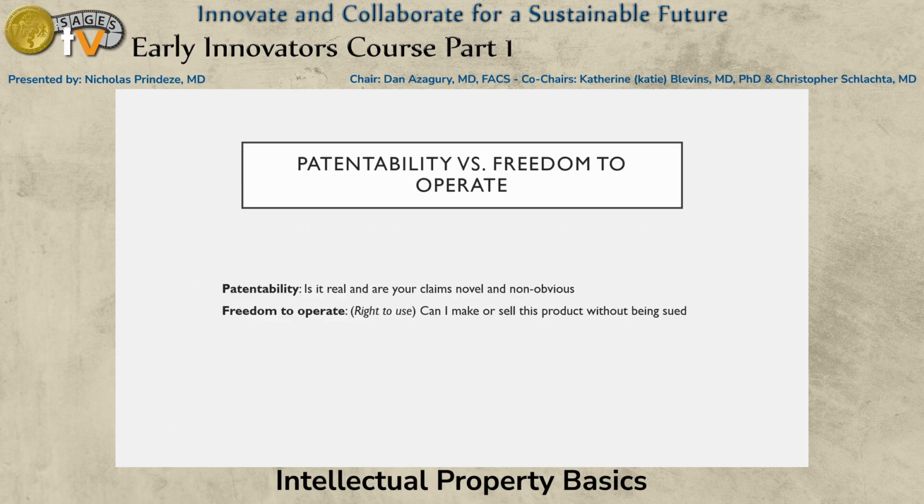So I'm going to go on to the topic of patentability versus freedom to operate. For me, this was a little bit challenging to understand when I first learned about this topic, so I want to go through a pretty common example. It's a little confusing at first, but I promise it'll be more clear when I get done with it. So patentability is what we just talked about: is something real, so not just a theory, and are your claims new and are they non-obvious? But freedom to operate is really the question of, can I make this without getting sued?